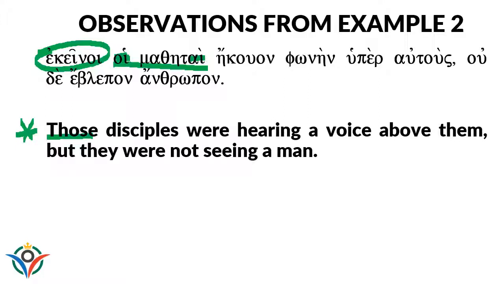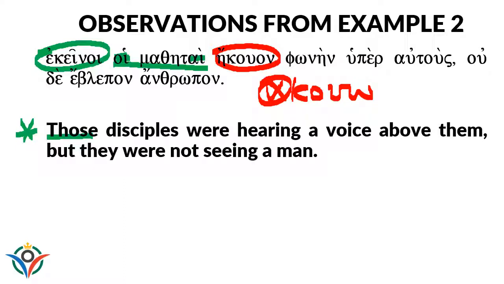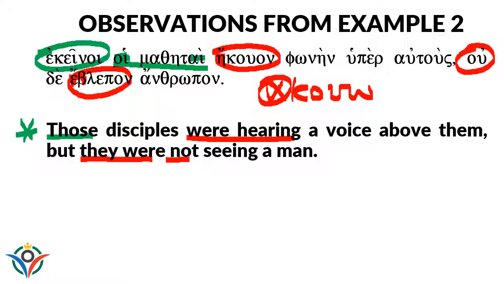And then we have two verbs in this text. The first one is akuon, and this comes from the lexical form akuo. So you can see there that the initial vowel has lengthened to an eta, showing us that this is an imperfect tense. So we translate that as the disciples were hearing. And then our second verb is eblepon. And that is a verb that begins with a consonant, so it simply takes an epsilon augment. It's a third person plural, so we translate it as they were. And then we have the negative particle u, so it's they were not seeing.